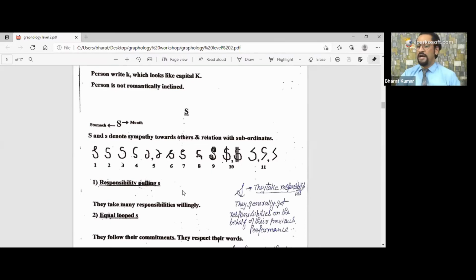This is known as responsibility pulling S. They take many responsibilities willingly. If they are working in any organization, every time they are in the line of fire to say, okay, we are ready to take this responsibility. Okay, we are ready to take this responsibility.